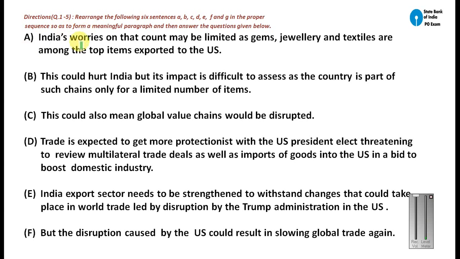Now just see this sentence: India's worry on that count. You must notice this pronoun. So this sentence cannot become the first sentence because it contains a pronoun. Now let us see this sentence. This sentence also contains a pronoun, so this sentence also cannot become the first sentence. Let us see this sentence. This sentence cannot become the first sentence because it has a pronoun.